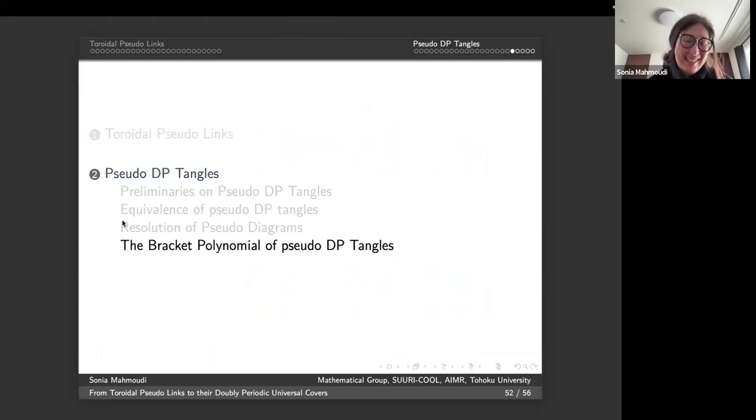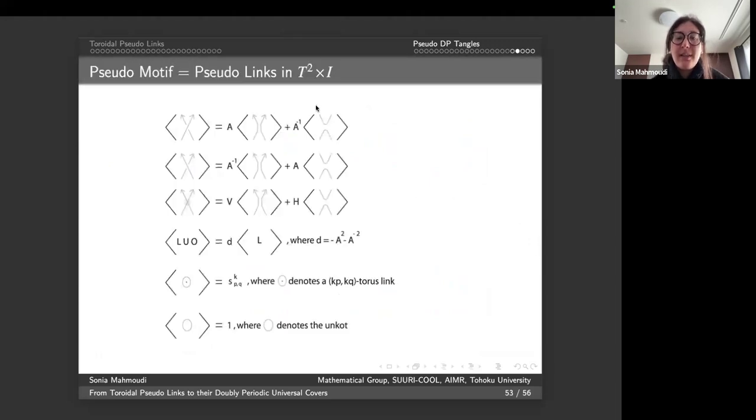And a very last slide, a few slides to discuss what will be the bracket polynomial for the doubly periodic structure. So as we said, we cannot study the bracket polynomial of the infinite structure because we have an infinite number of crossings. So we will go on the level of the motif, so on the link in T2 cross I. We already have the relation as we have seen before.